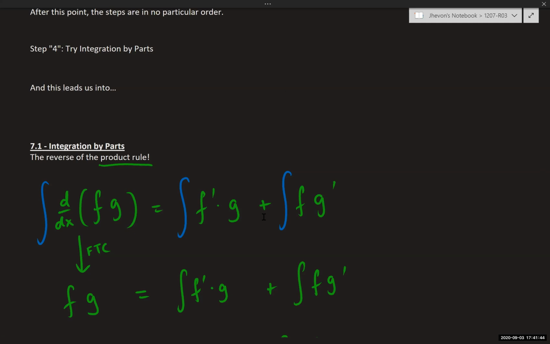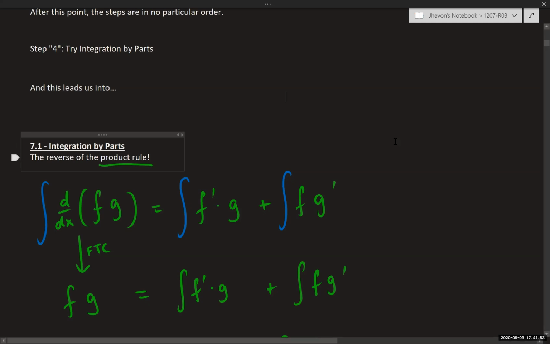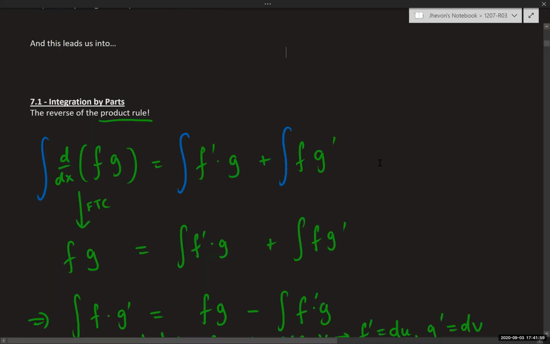As I mentioned, when I cover all the techniques that I'm going to cover with you, I will go back and summarize when you would apply which technique and in which order. But integration by parts was something that we introduced last time. So this is another integration technique. It is actually the reverse of the product rule.